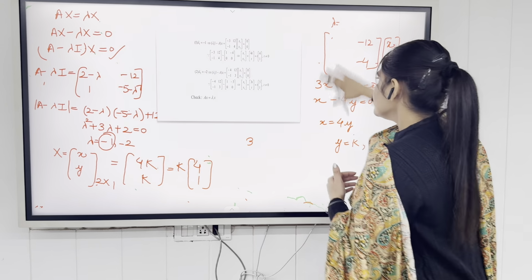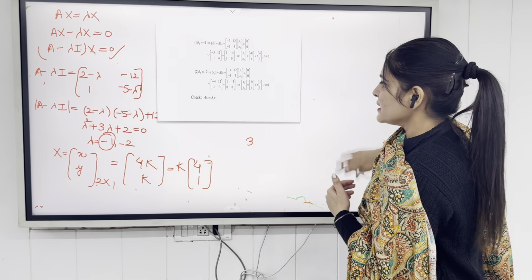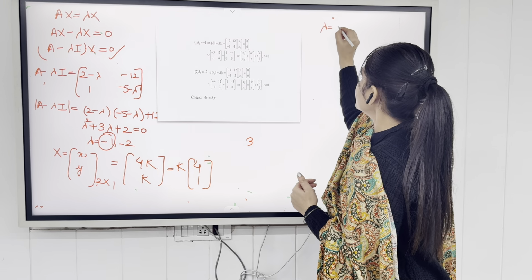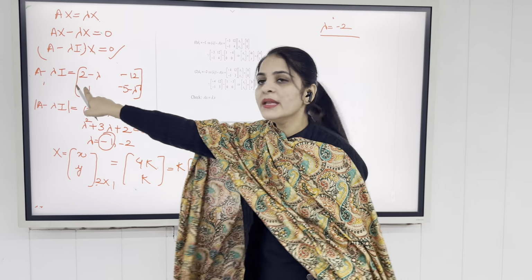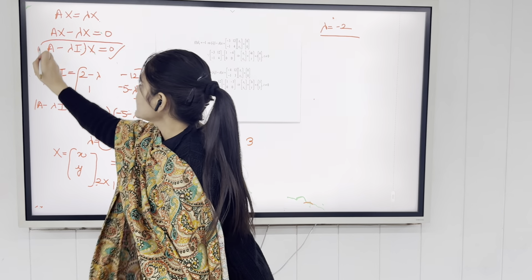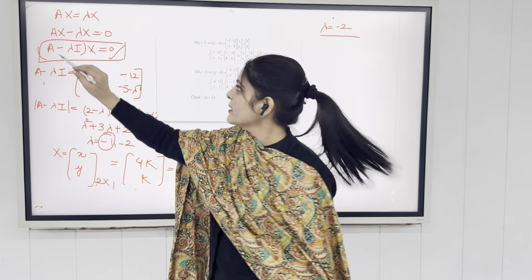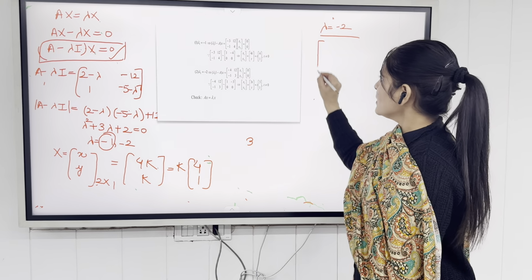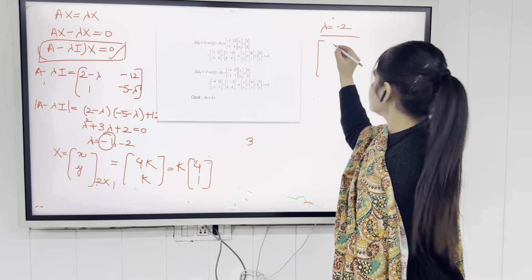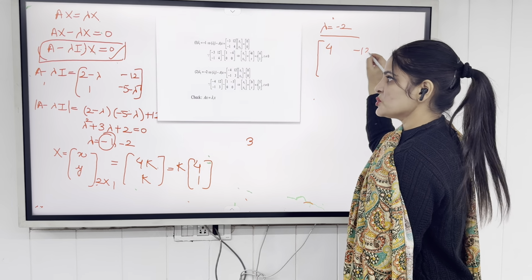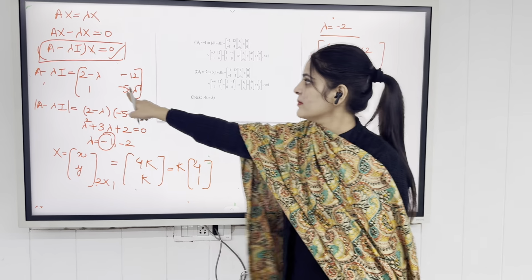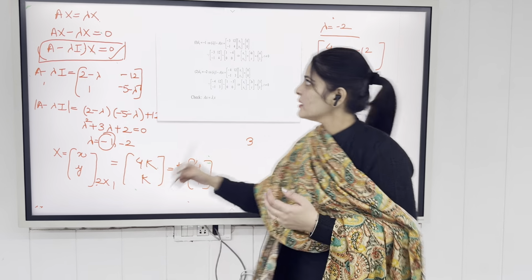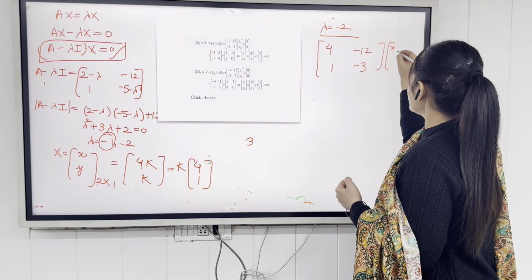Now for the next value, λ = −2. We follow the same steps. We take λ = −2 and put it in A − λI, because this is the step to calculate the eigenvector. Replacing λ = −2 here, we have 4, −12. The next row gives 1 and −3. The value of x remains the same, so we put x and y here.